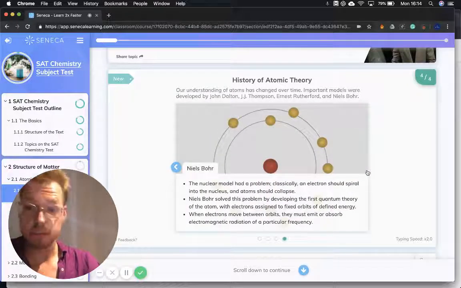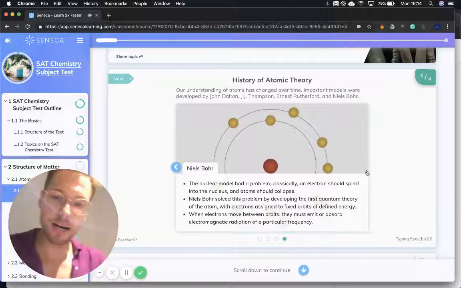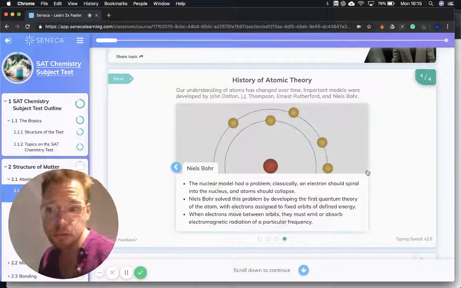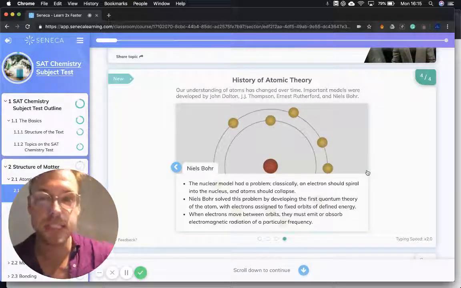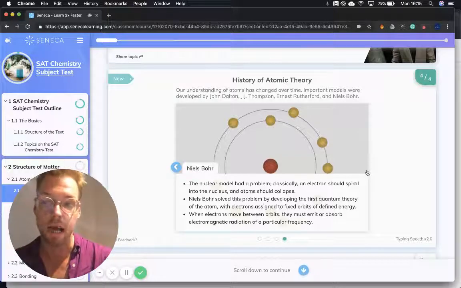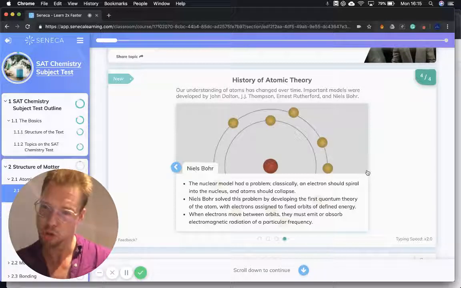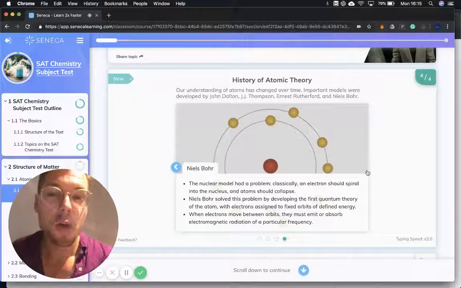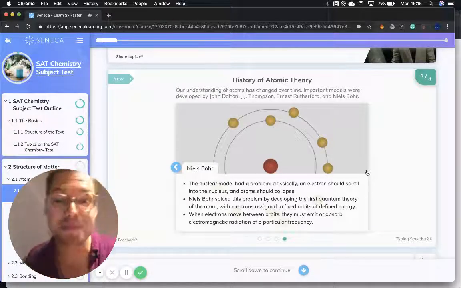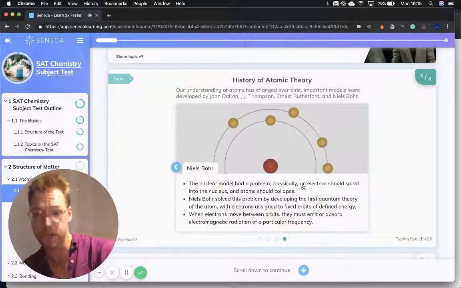Now we get to Niels Bohr. Not boring, don't worry, it's quite exciting. The nuclear model had a problem. Oh, what was the problem, I hear you ask? Well, classically, an electron should spiral into the nucleus and the atom should collapse. But Niels Bohr solved this problem by developing the first quantum theory of the atom. Oh my gosh. With electrons assigned to fixed orbitals of defined energy. When electrons move between orbits, they must emit or absorb electromagnetic radiation of a particular frequency.